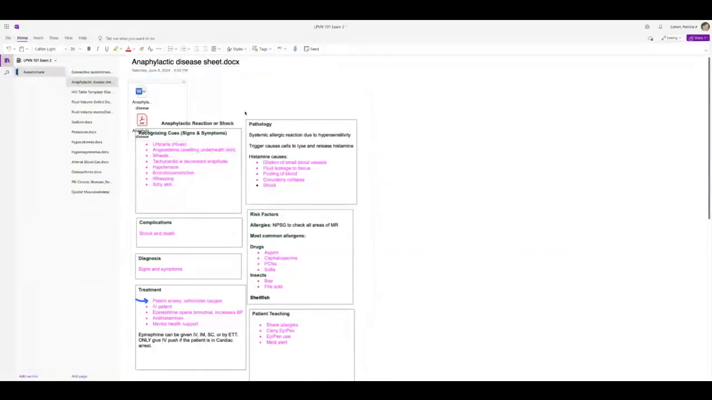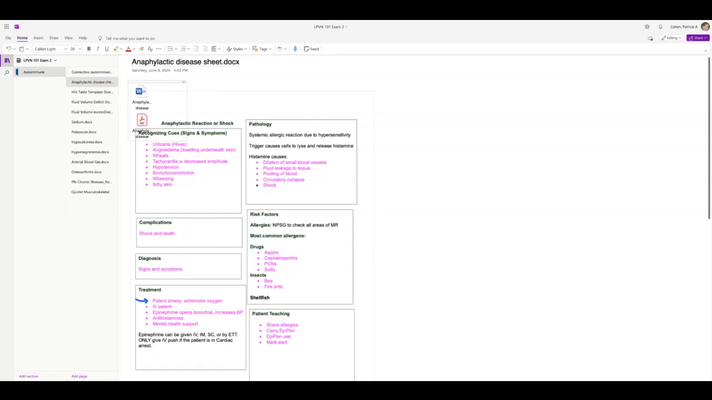I'm going to talk about anaphylactic reaction or shock. So usually this is because they've been triggered by something they're allergic to, and it causes the release of histamine into the body, okay? So histamine is going to dilate all the small blood vessels. That's why they can get flushing and also fluid leakage into the tissue. They can end up with circulatory collapse, shock, and die.